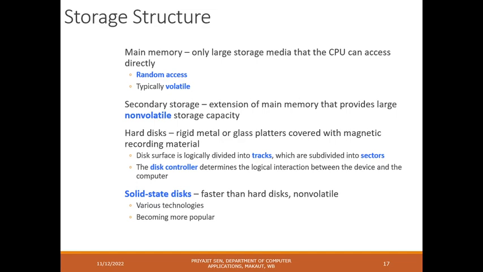So a hard disk is a kind of secondary storage that can store data in different tracks, sectors, etc. The disk surface is logically divided into tracks, and they are subdivided into sectors. So from a track you have the sectors.